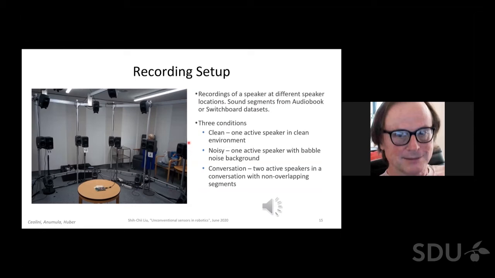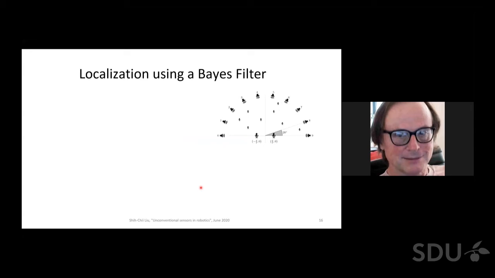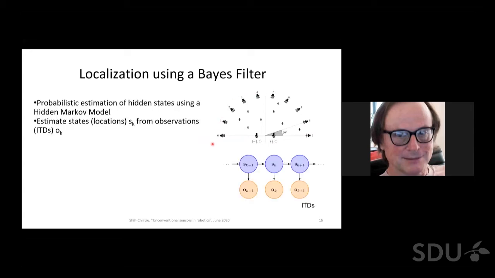Okay. And then we did recordings under 3 conditions: clean, where there's one active speaker in a clean environment; noisy, when there's one active speaker with babble noise background; and conversation, where there are 2 active speakers in a conversation with non-overlapping segments. And to do the localization now, we use a different model. So we use a Bayes filter. And just to set the whole thing up, so now you can see the 10 speakers and the 2 microphones of the cochlea. And what we want to do is to estimate where the sound source is coming from, one of these 10 positions. And so for this, we use a hidden Markov model.